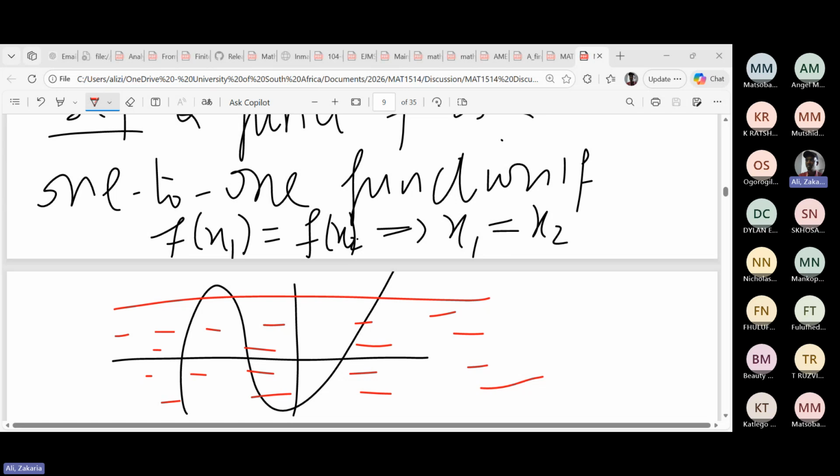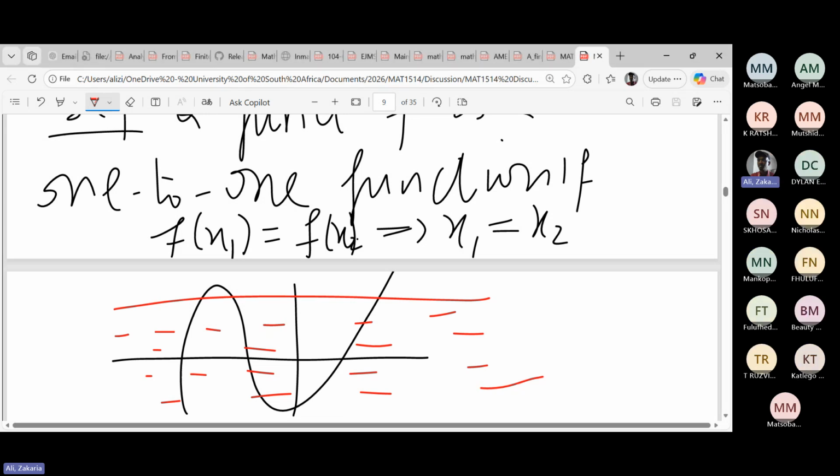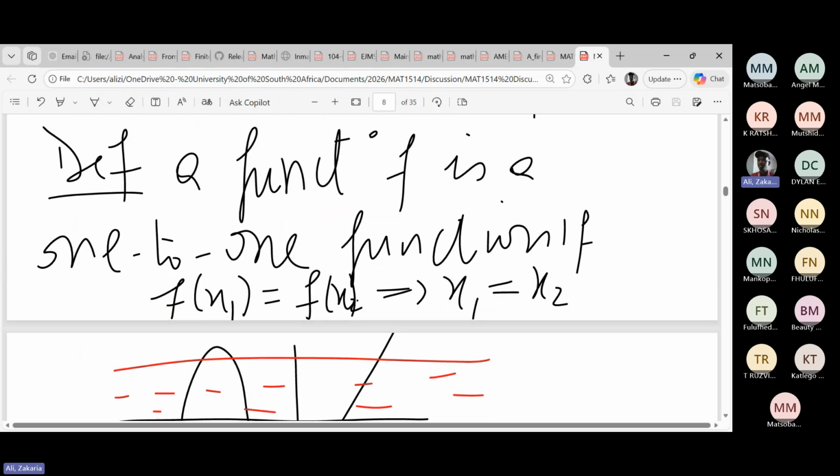If any horizontal line intersects the graph more than once, that means the graph does not represent a one-to-one function, right? But if it touches the graph only once, that means the graph represents a one-to-one function. Now, basically, what does the horizontal line tell us? It tells us that the definition is saying that if f of x1 equals f of x2 mathematically, then x1 is equal to x2.